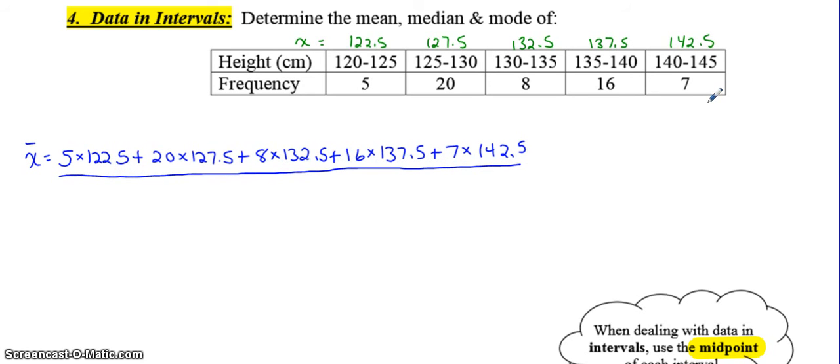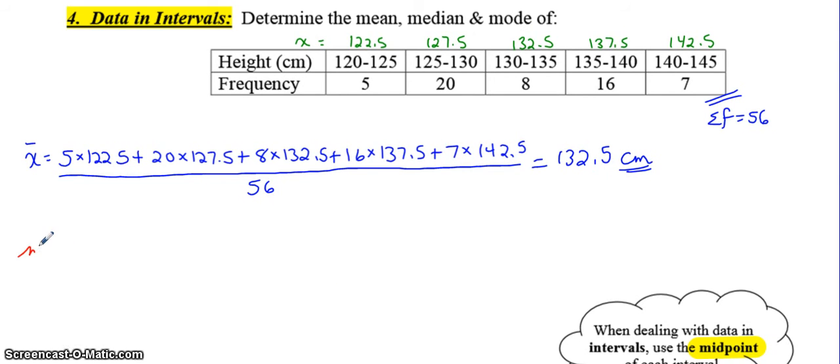And to figure out what you divide that by, we have to add up all the frequencies. When you add up all the frequencies, you get 56. So there are 56 pieces of data. There are not 1, 2, 3, 4, 5 pieces of data. There's 5 different pieces of data, but there's 56 pieces of data altogether. So this gives you a value of 132.5 centimeters. Don't forget your units.